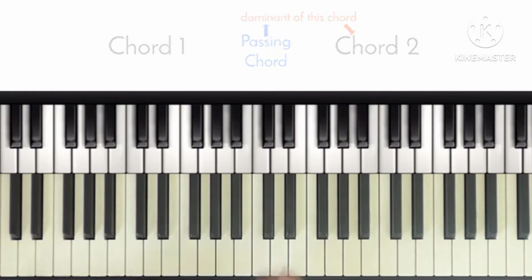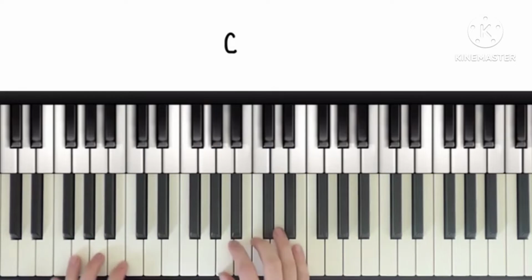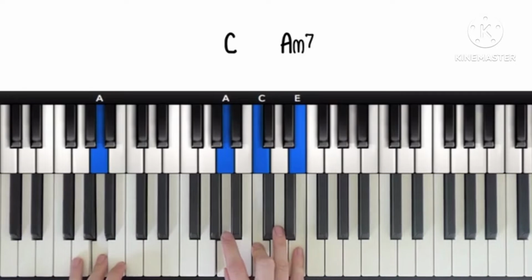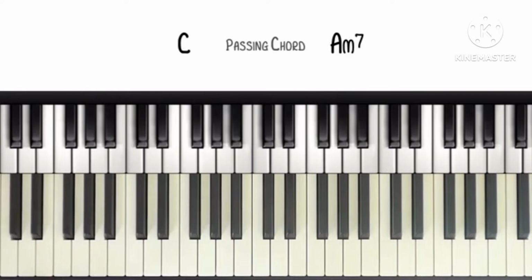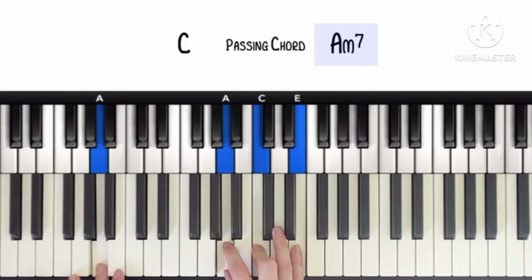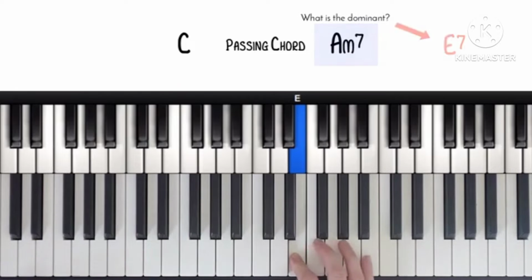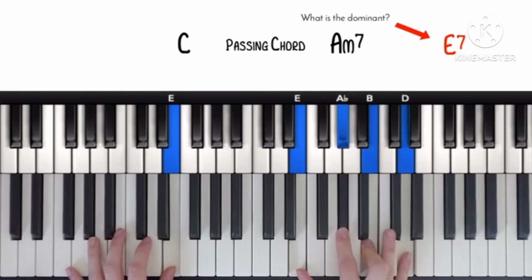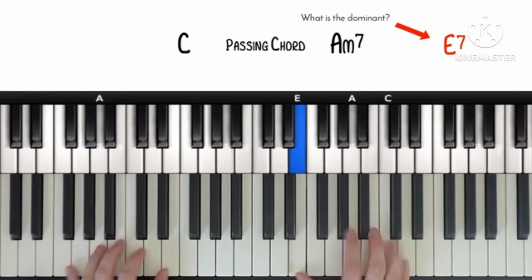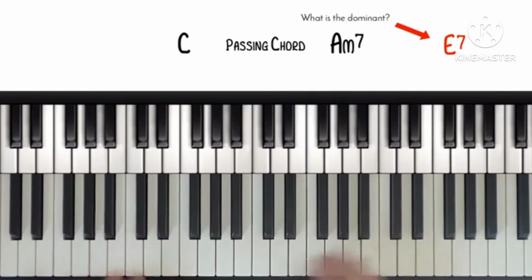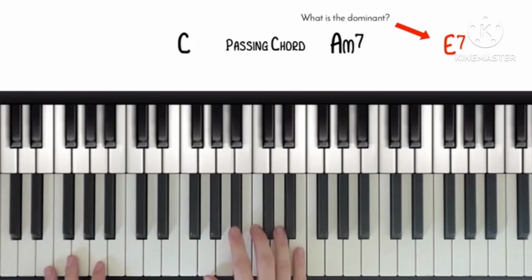If we had the chords C and A minor, and we wanted to add a passing chord in between them, we would look at the target chord, which is the A minor, and ask what is the dominant of A minor. So if we just go to the fifth, 1, 2, 3, 4, 5, we have an E. So E7 would be the dominant chord which resolves to A minor. Or if we change the inversions around.